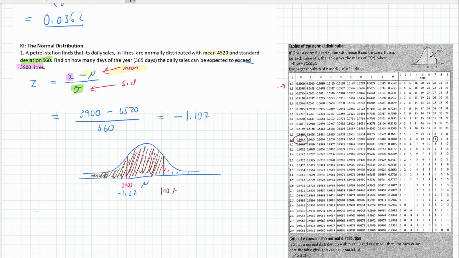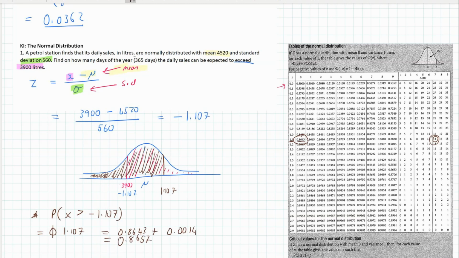So here it is. Probability that Z is greater than negative 1.107 equals phi 1.107. So to get phi 1.107, we've just looked it up on the table, equals 0.8643 plus 0.0014. So you put 2 decimal places before that, 0.0014, and that gives us a value of 0.8657.